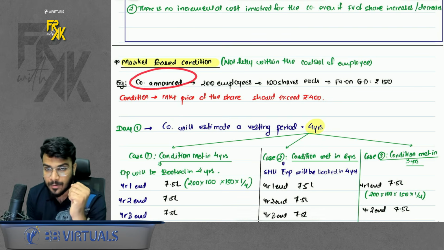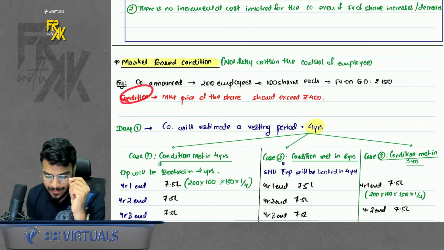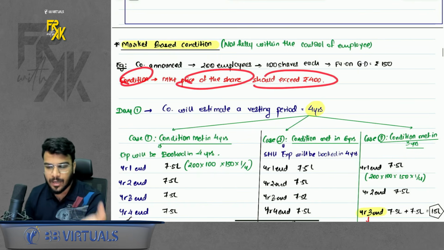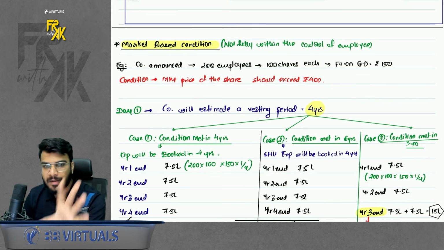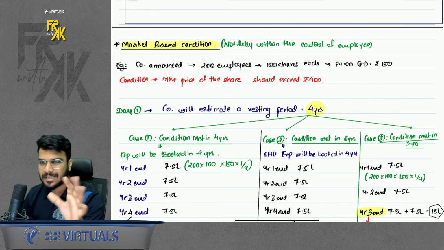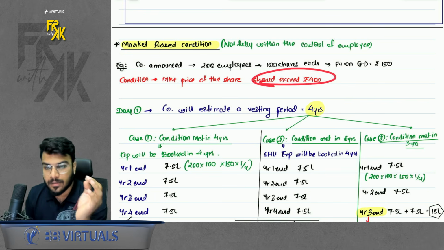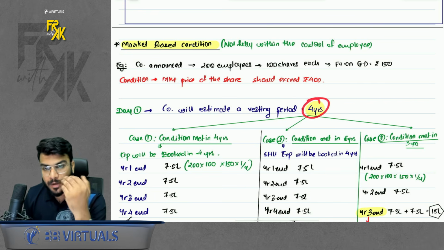Let's say the company announced a plan. The condition is that the market price should exceed 400 rupees. Now we never know when this target will be achieved. So in this case, the company will estimate a vesting period. On day one, they will estimate, since they don't know when this target will be met. So let's say the company estimates a vesting period of 4 years.